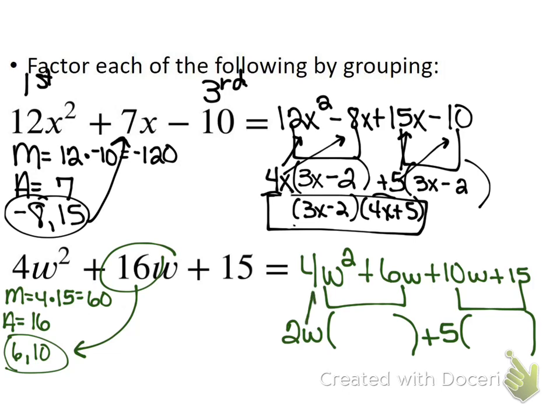So 2W times what gets to 4W squared? 2W. Plus. Okay. Then 2W times what gets me to 6W? 3. Plus 3. Okay, let's look at the next one.